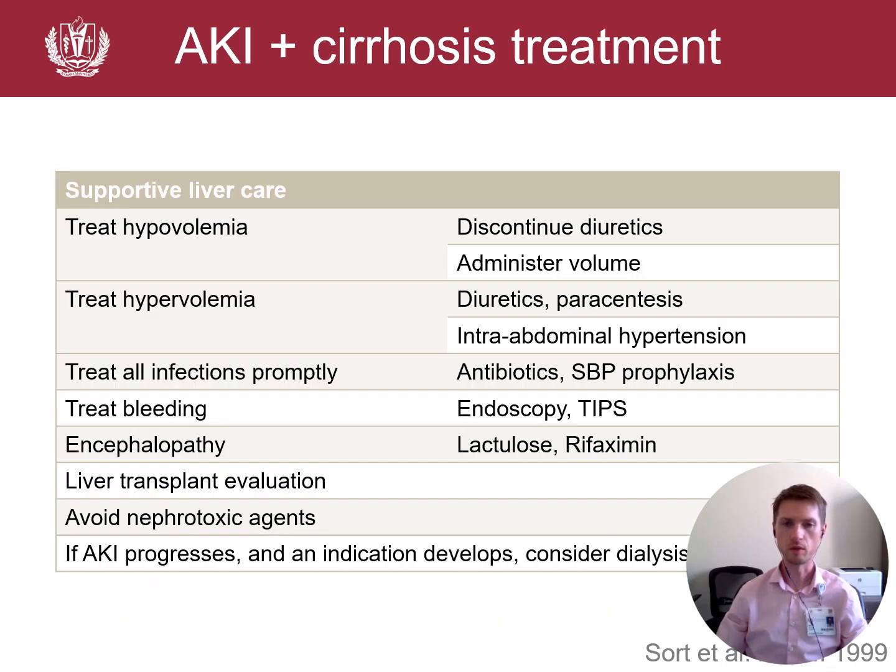The principles of supportive care for treatment of acute kidney injury and decompensated liver disease have not changed for many years. If a patient is hypovolemic, treat the hypovolemia. If they're hypervolemic, treat the hypervolemia. You treat all infections, bleeding. You treat encephalopathy. You evaluate the patient for liver transplant. You try not to insult the kidneys. And if the patient needs it, you might consider dialysis.